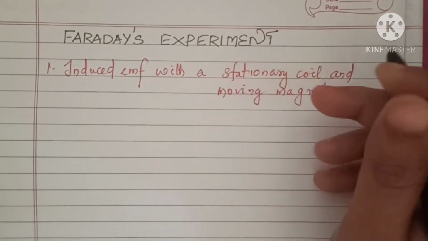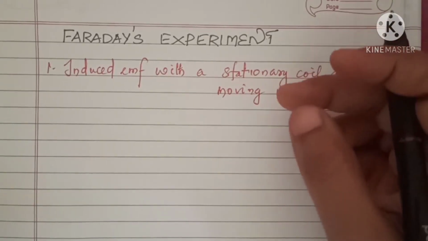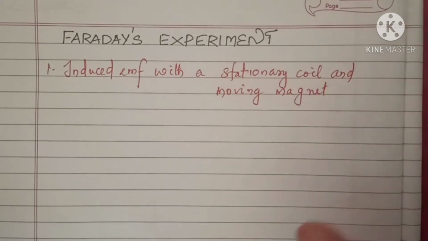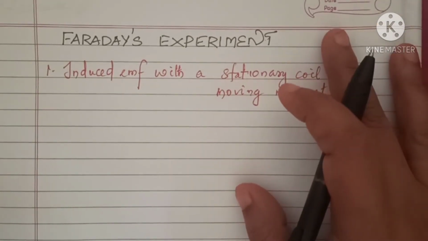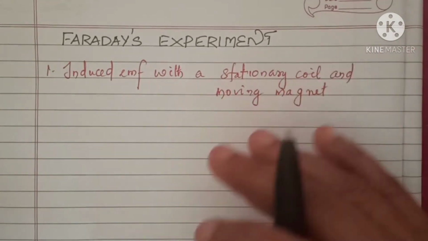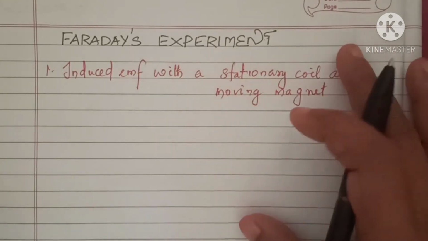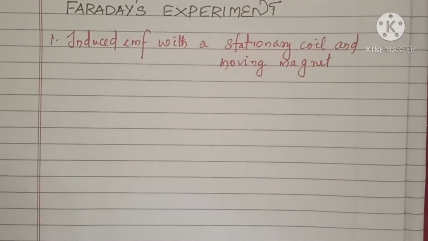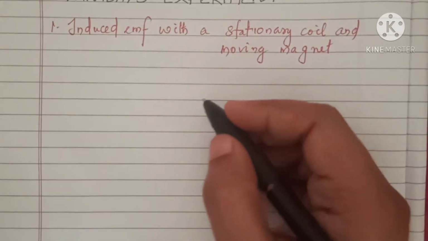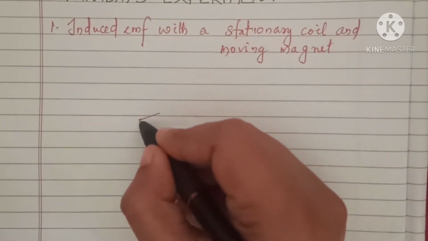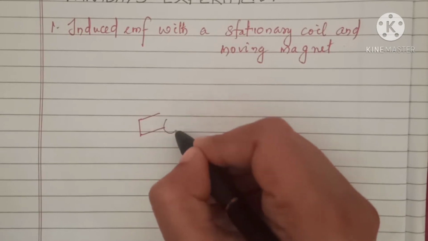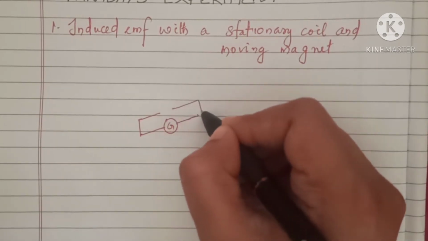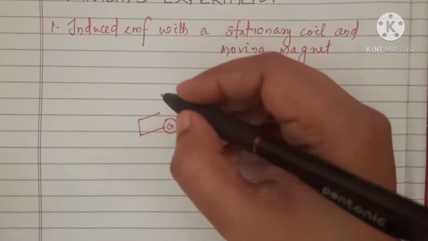You need a coil, then a moving magnet, which is simply a bar magnet, and a galvanometer is also needed to check whether current is produced or not. First of all we'll draw the coil which is connected to a galvanometer. This is the galvanometer. This is the coil.